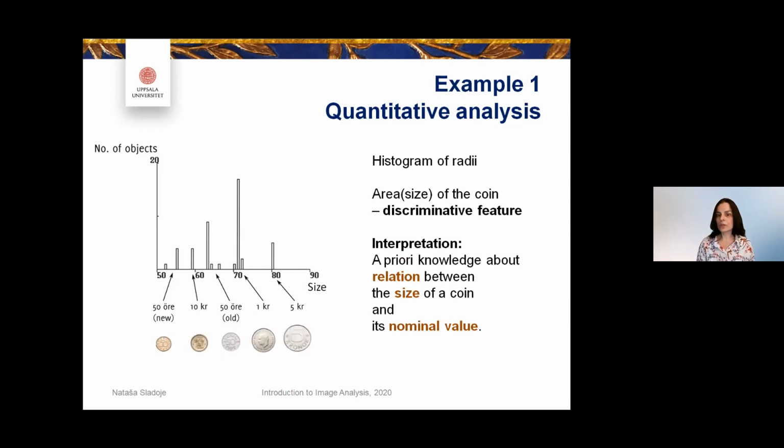is based on your a priori knowledge that there exists some relation between the size and the nominal value of each coin. And this size is then this characteristic feature, this discriminative feature that you are really relying on when performing this quantitative analysis. So you can measure the size by measuring area or radii of the coins. You can perform some histogram analysis of different sizes then and conclude the task.